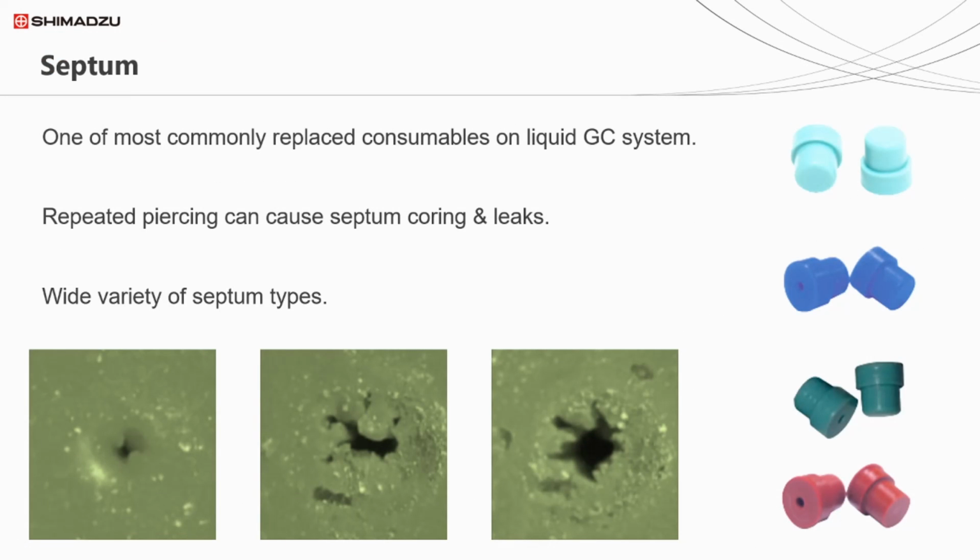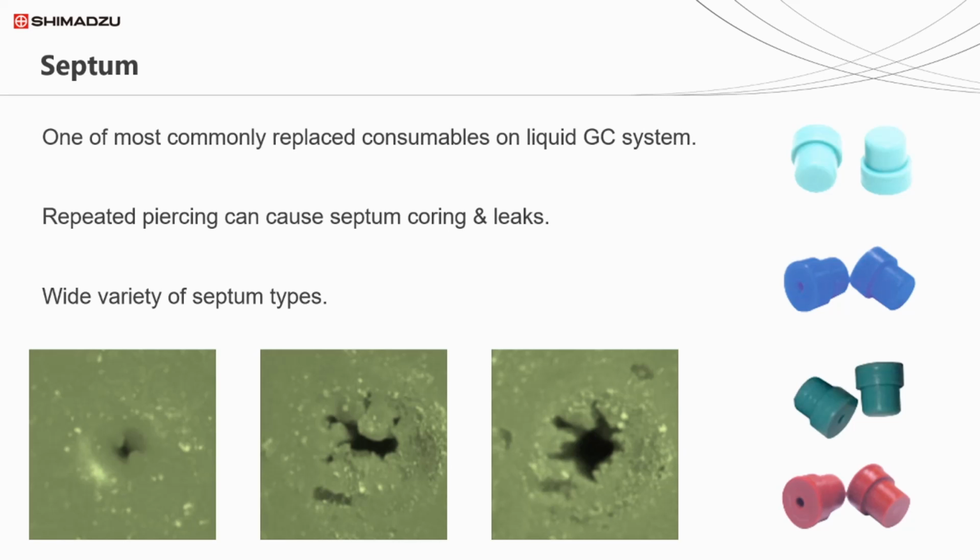The septum will likely be the most commonly replaced part on a GC system. Any GC with a liquid injector, such as an SPL, PTV, OCI or MMI, will need a septum replacement. This is typically done around every 100 injections.